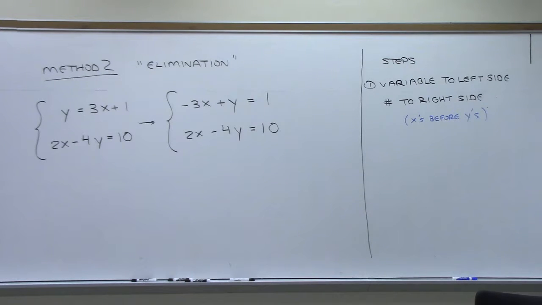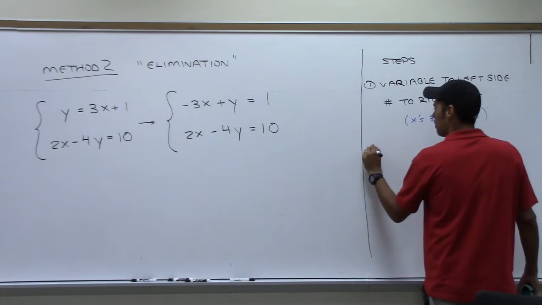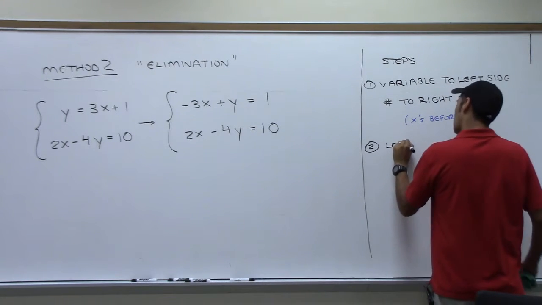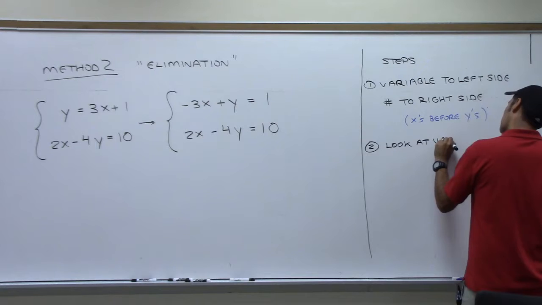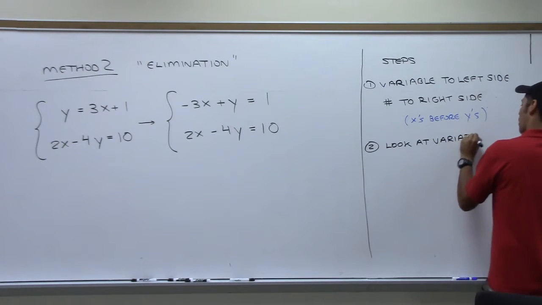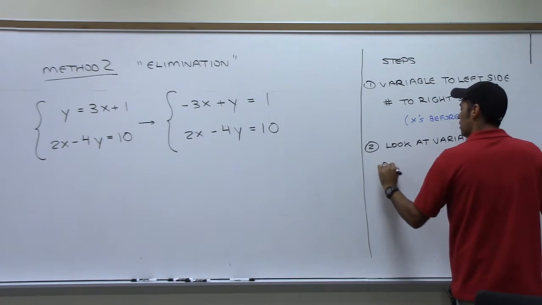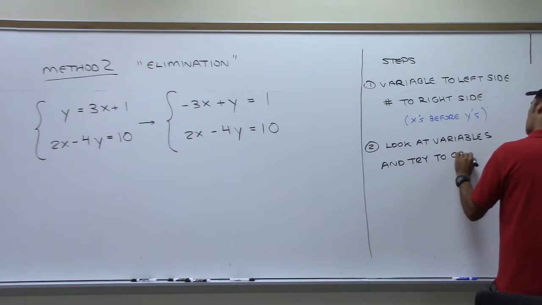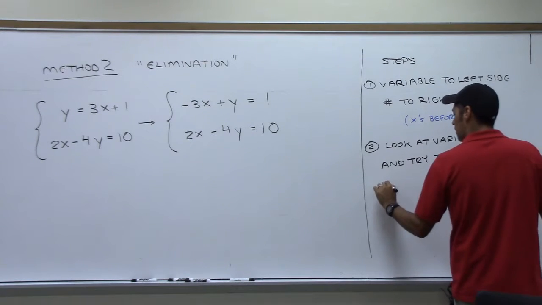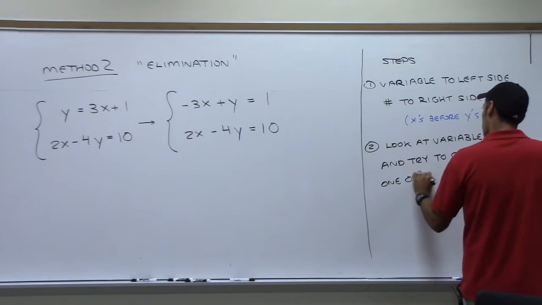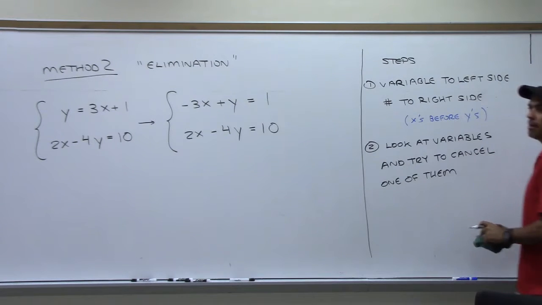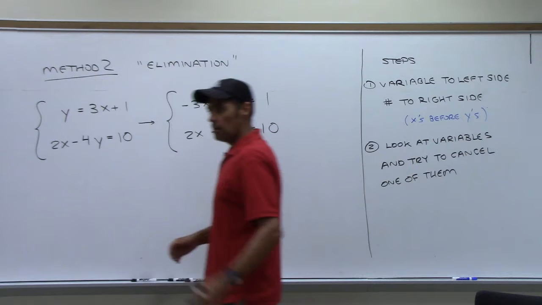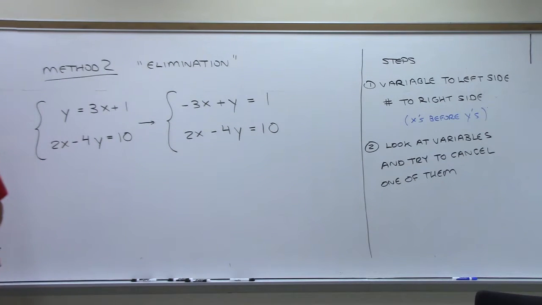All right, now the second step: look at the variables and try to cancel one of them. So what the heck do I mean by that? Just multiply by a number. Well, negative 4, I would do y.